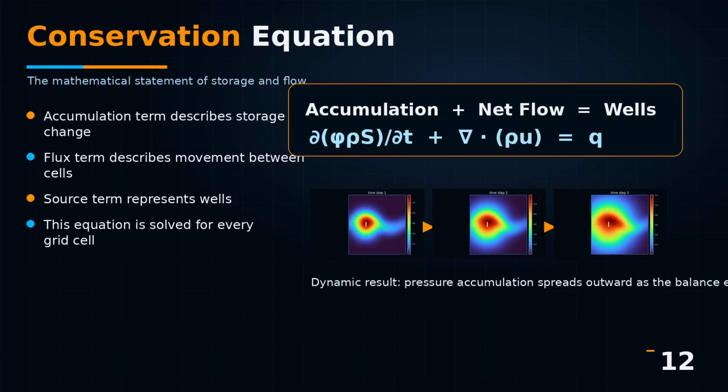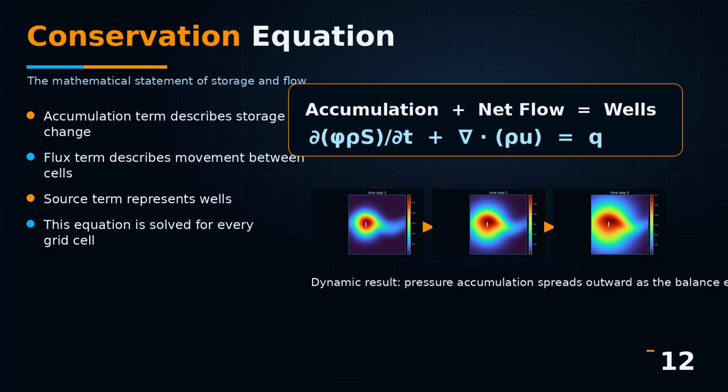The conservation equation is the mathematical statement of mass balance. It says that accumulation plus net flow plus source or sink terms must balance. In reservoir language, source terms are injection wells, and sink terms are production wells. The accumulation term tells us how much mass changes inside the grid block. The flux term tells us how much mass moves across grid block boundaries.